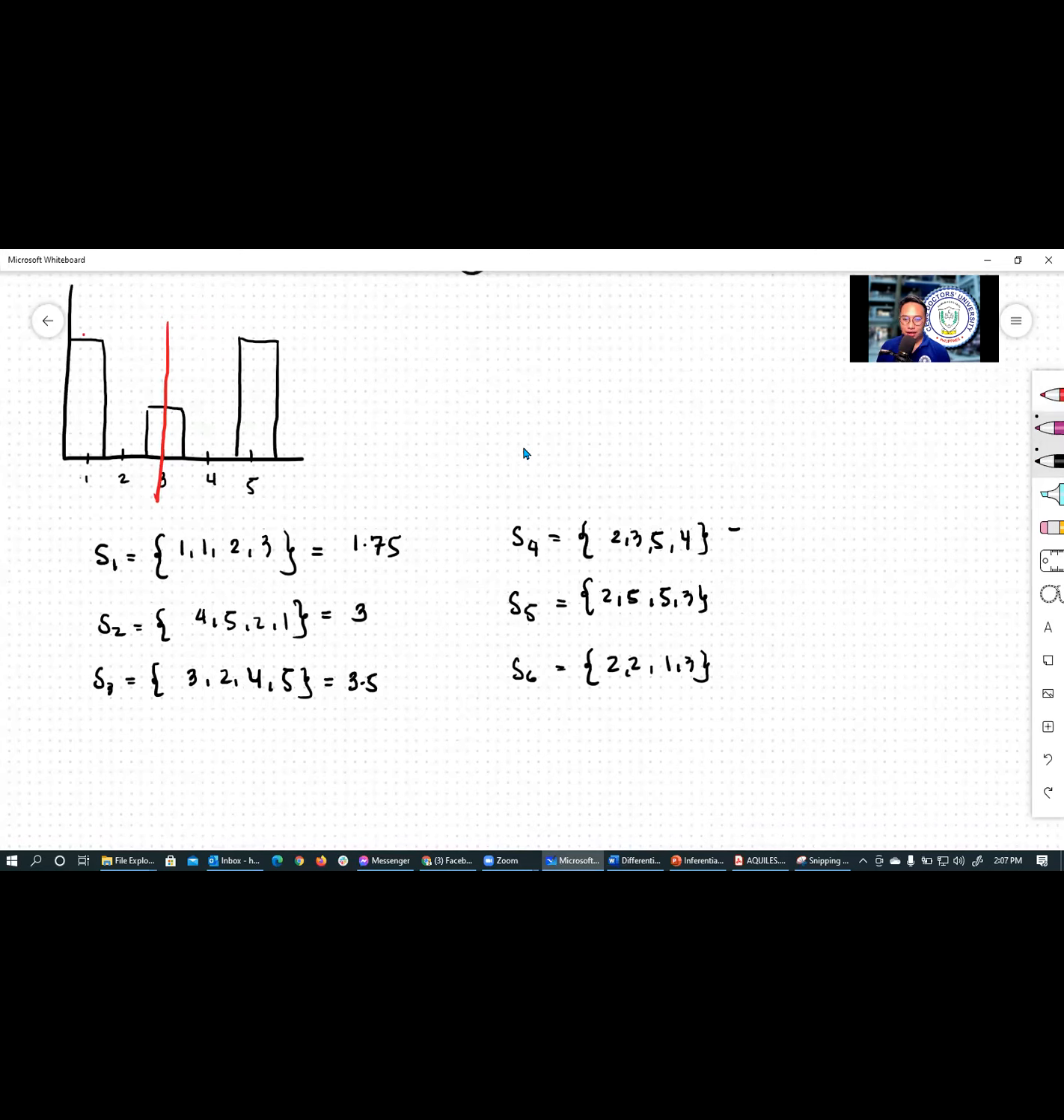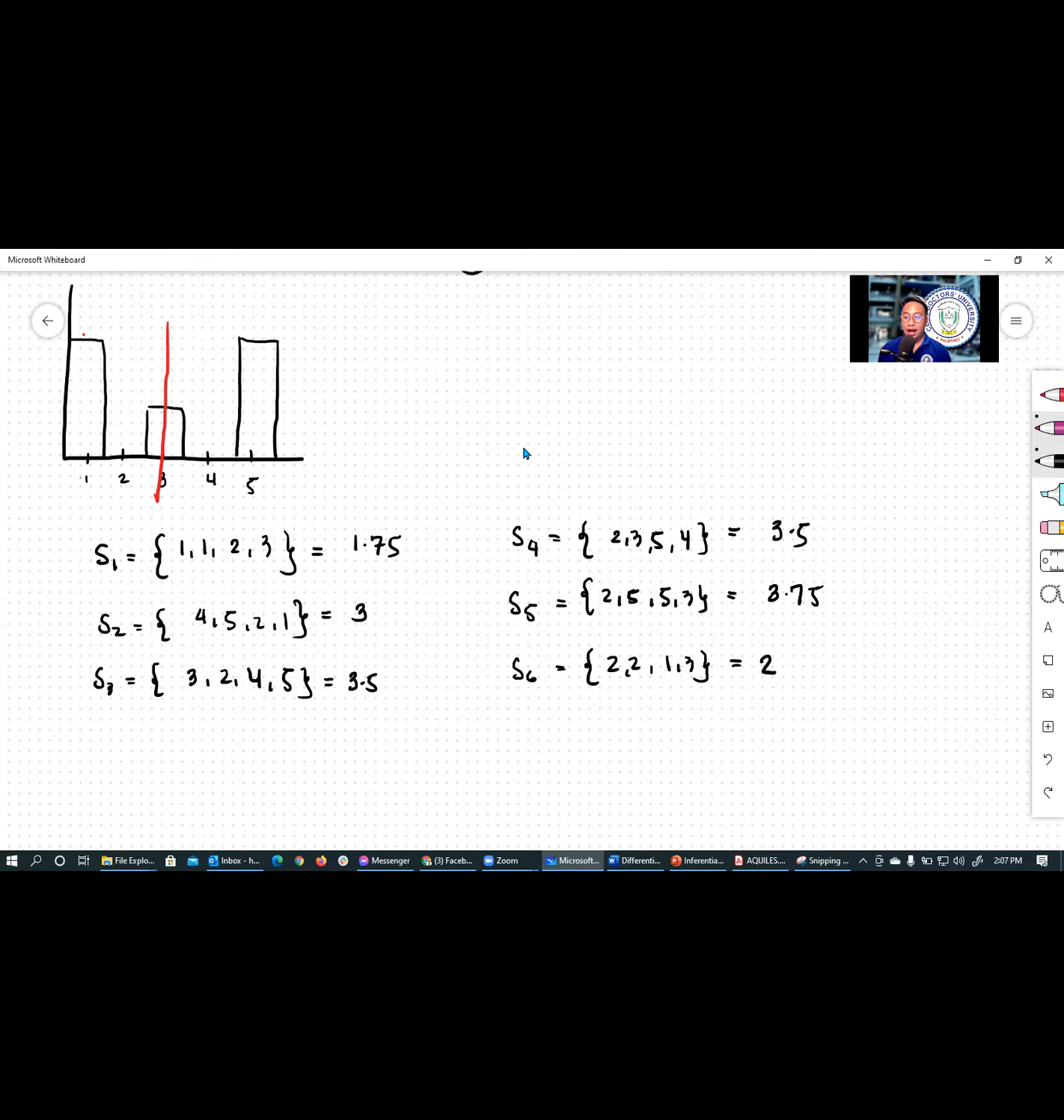This one here, S4: 2 plus 3 plus 5 plus 4, divided by 4, that's 7 over 2, which is equal to 3.5. Next, 2 plus 5 plus 3 plus 5, divided by 4, that's going to be 3.75. And then for the last, 2 plus 2 plus 1 plus 3 divided by 4, we have 2.